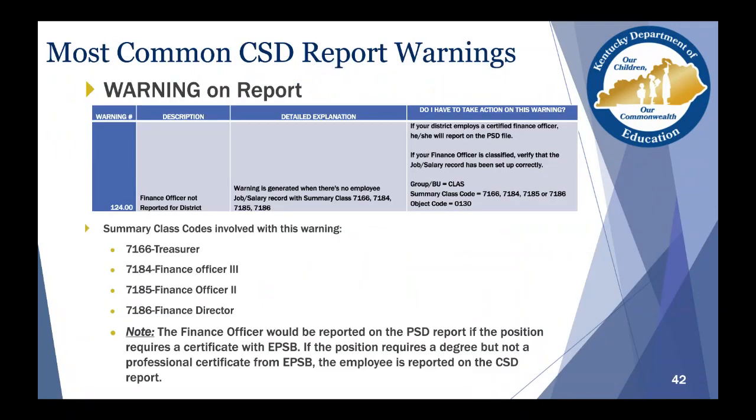So the most common CSD report warnings is basically 124, which is the finance officer is not reported for the district, and it's looking for summary class code 7166, 84, 85, or 86, and object code 0130. And again, the group is classified. It could be that your finance officer requires an EPSB ID number, and they're going to report on PSD. So that's why this is a warning. You just want to make sure that your finance officer is reported on either the PSD or the CSD report. You can still submit with that warning.